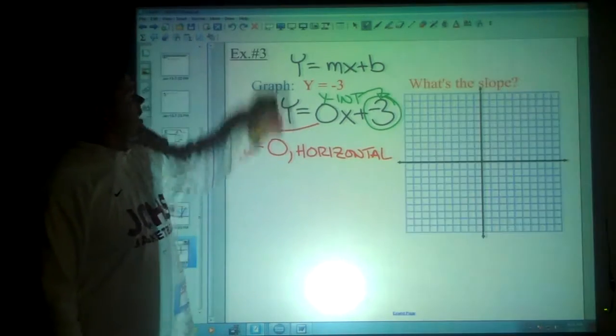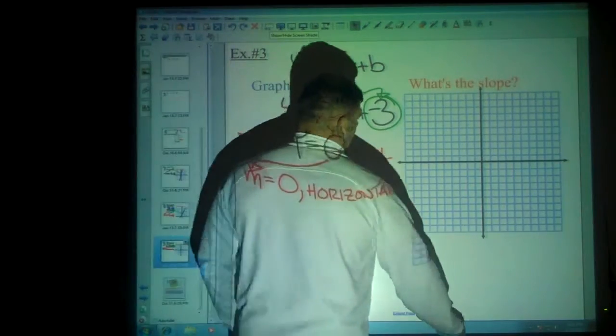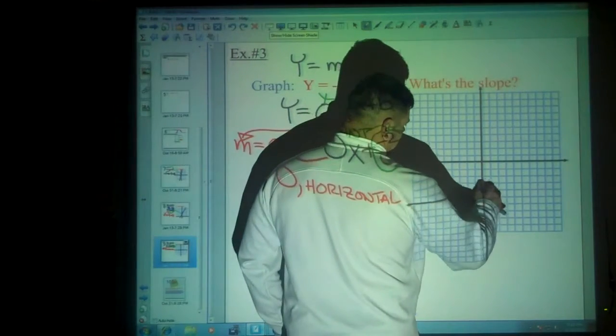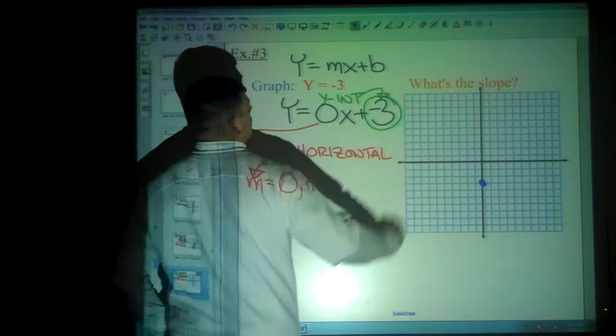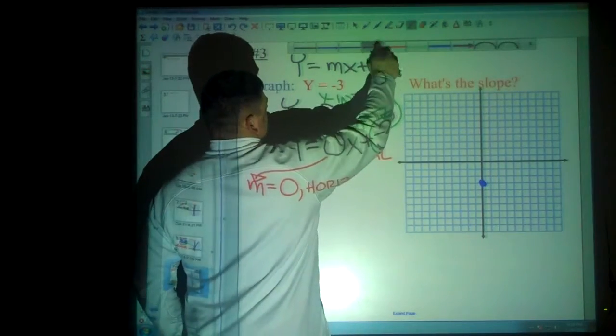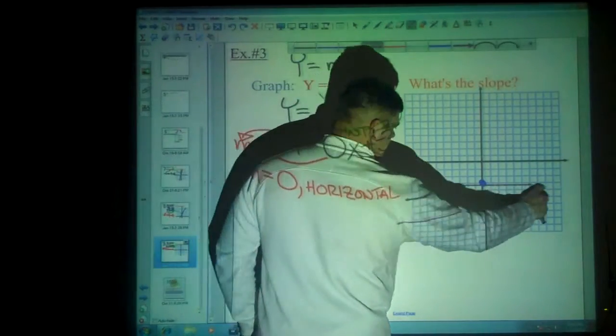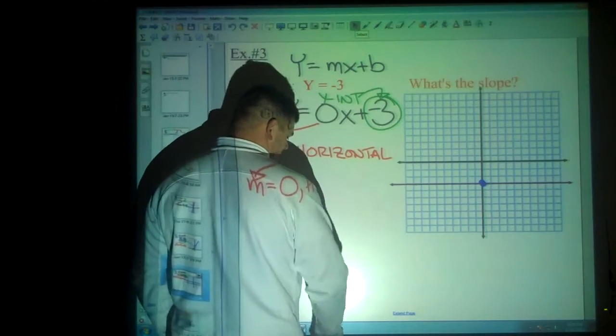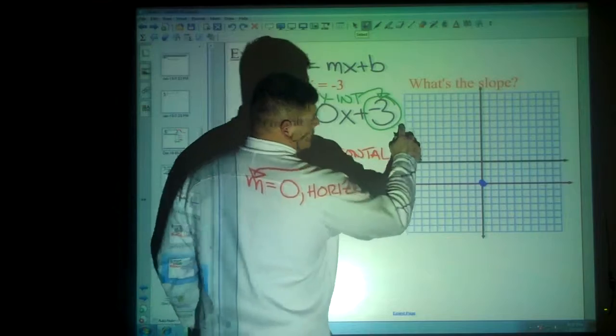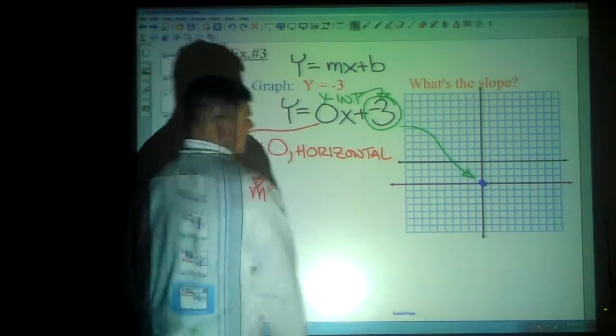All the information we need now is to go over to our graph, put a dot at negative 3 on the y-axis, and then we know it's a horizontal line. So we grab a line, and we make it horizontal. It's horizontal through that coordinate. That's where we would be.